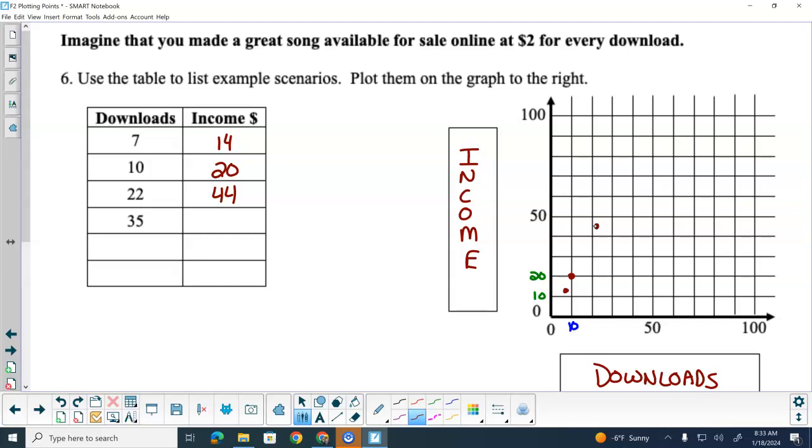Okay? But that's right. Excellent. So if you drop 35 non-country tunes, how much money you got in your pocket? 7. Yeah. Okay? Just like that. Where is the point 35, 70 on our graph? Talk to me, lines that I gotta go horizontally.